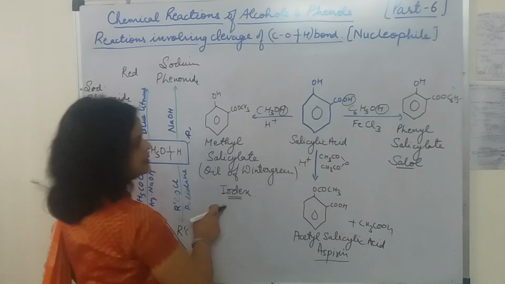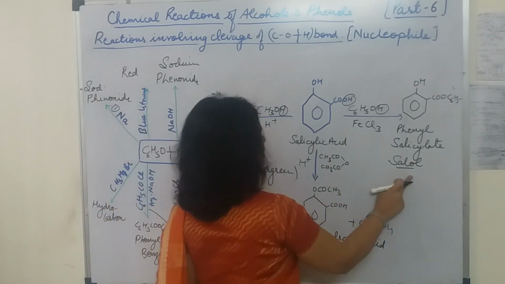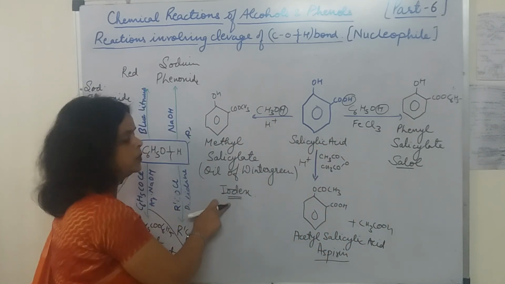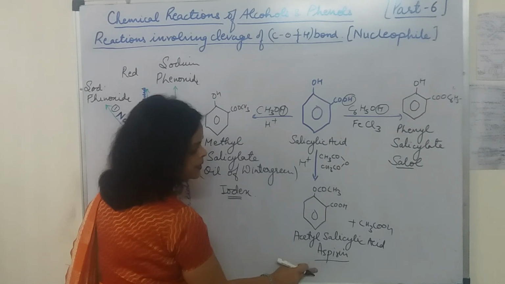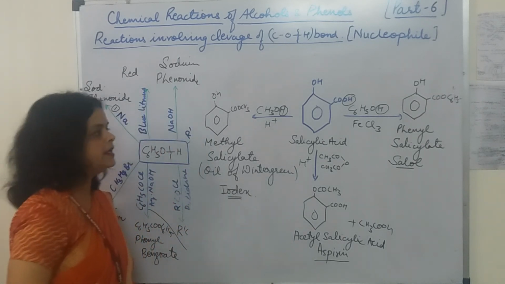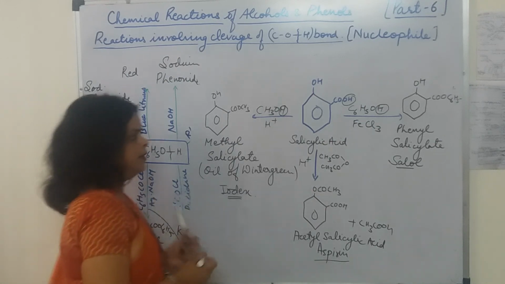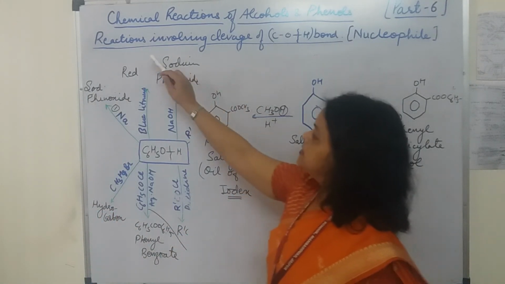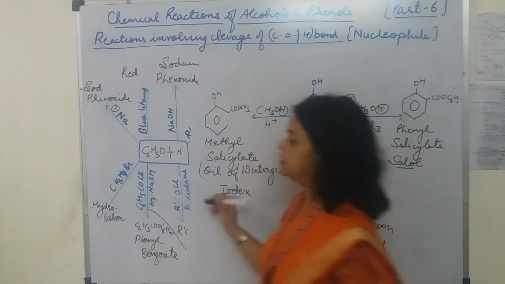So we have seen over here that salicylic acid can be converted into Salol, which is used as an antiseptic. It can be converted into Iodex, which is used to relieve pain. It can be converted into aspirin. Aspirin is used as an analgesic or antipyretic drug. Now, in the next section, students, I will tell you how the reactions take place when the cleavage of this C and OH bond takes place.